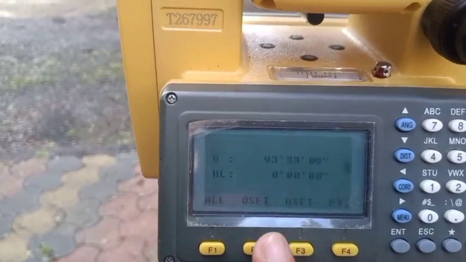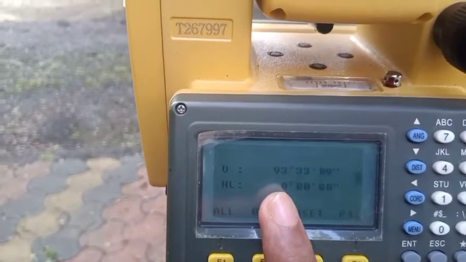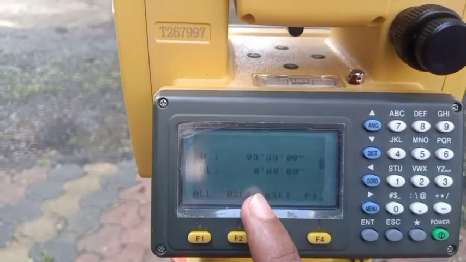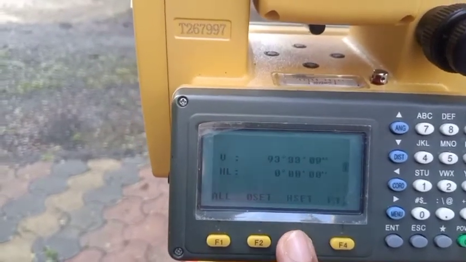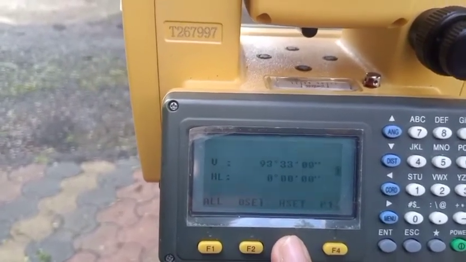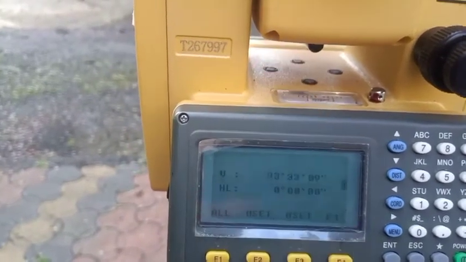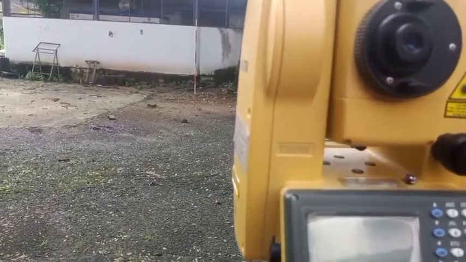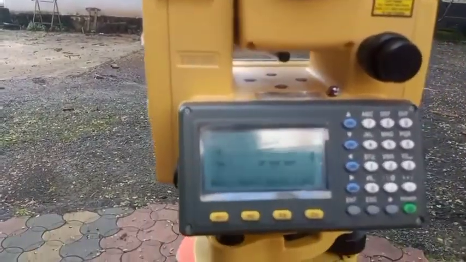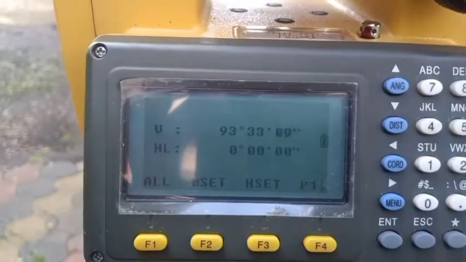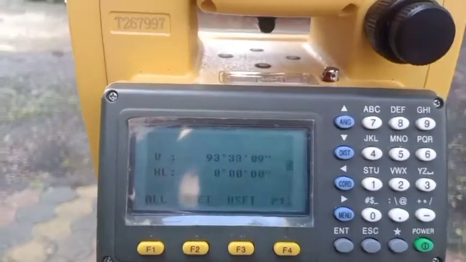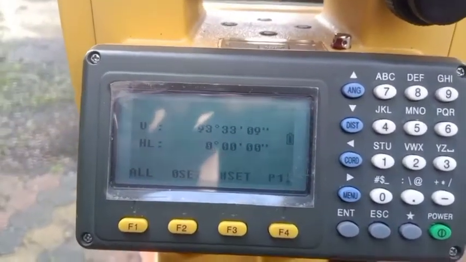Okay, if we need a 45 degree or 90 degree value to be typed in, we can press F3, horizontal H SET, and you can type in the value. Right now we just need station A as 0 degree 0 minute 0 seconds, and right now it is 0 degree 0 minute and 0 seconds.